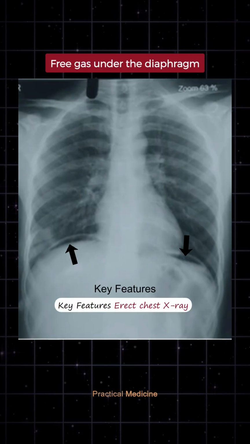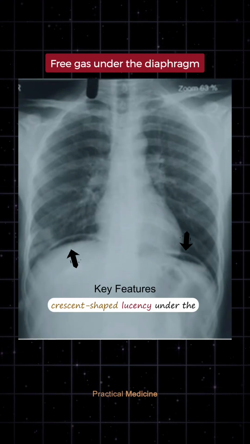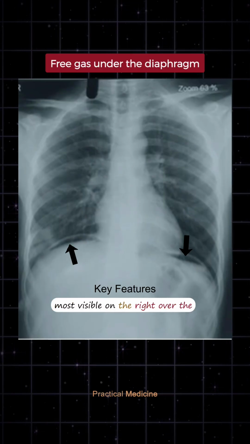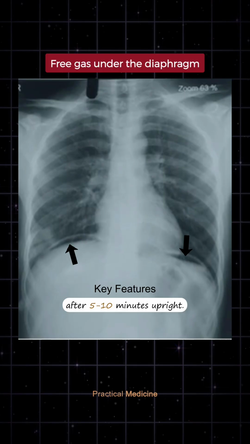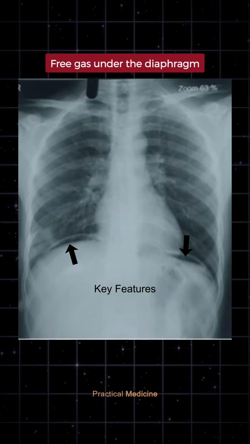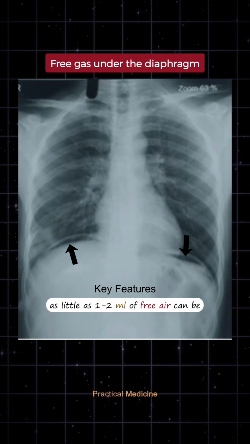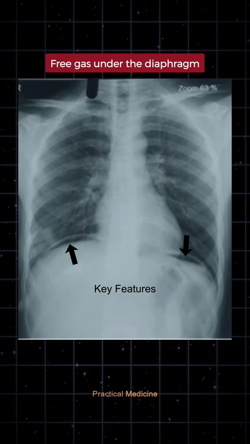Key features: erect chest X-ray shows a dark, crescent-shaped lucency under the hemidiaphragms, most visible on the right over the liver dome after 5 to 10 minutes upright. If the patient is positioned correctly, as little as 1 to 2 ml of free air can be detected.